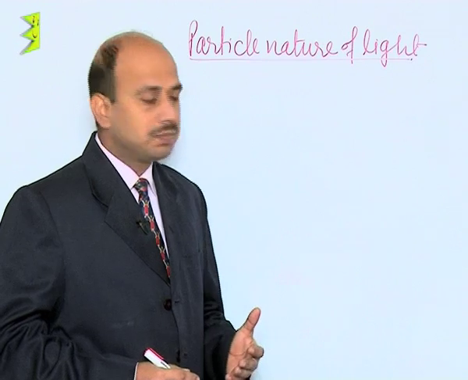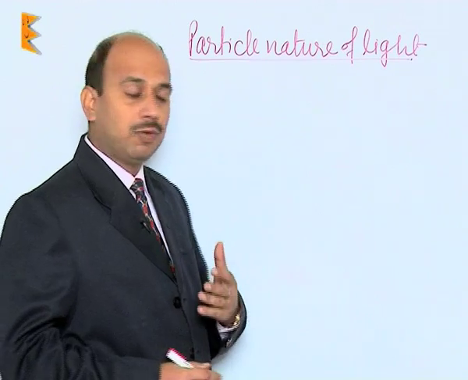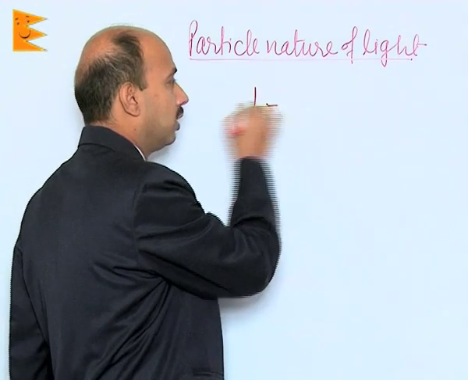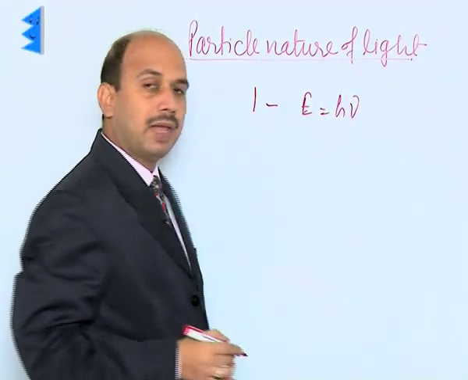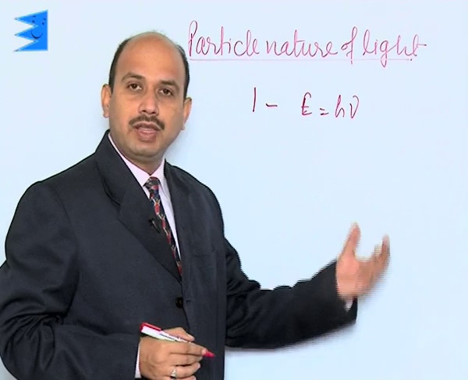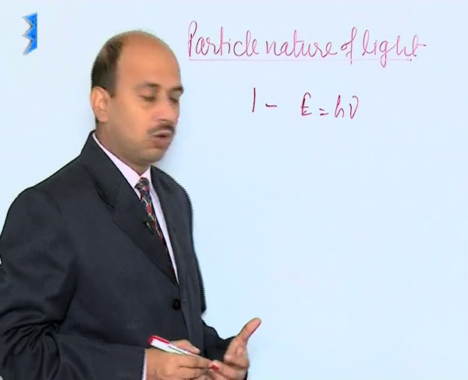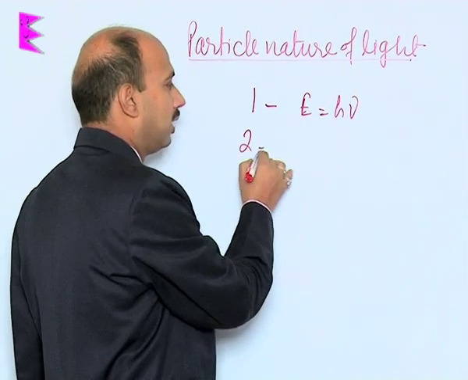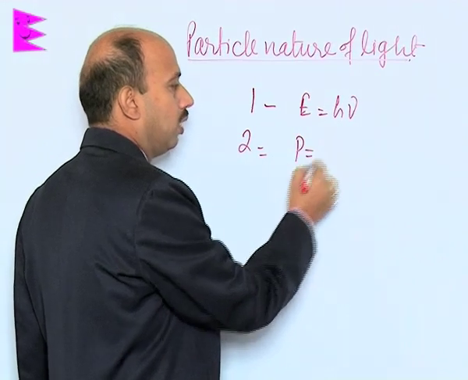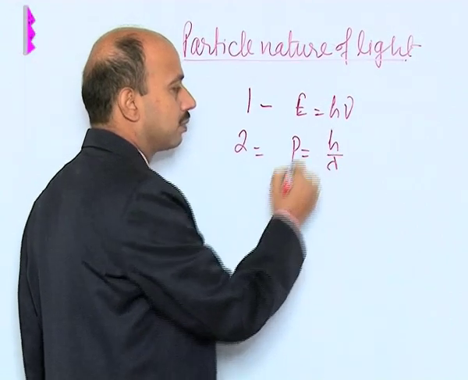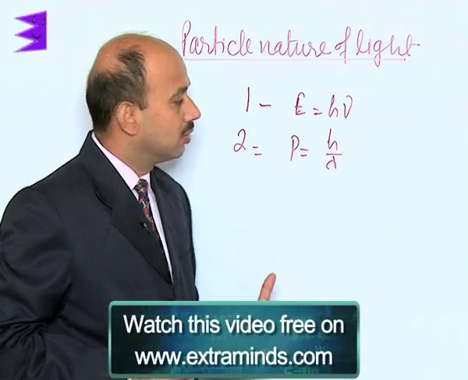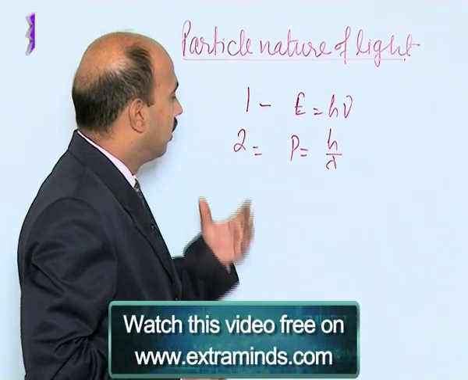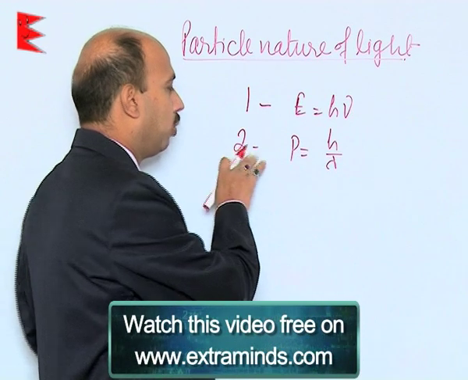So the first property: the energy of each photon is given by E is equal to h nu, where h is Planck's constant and nu is the frequency. The momentum of the photon is given by P is equal to h by lambda, that is, Planck's constant upon the wavelength. This is the second property we can take, the momentum.